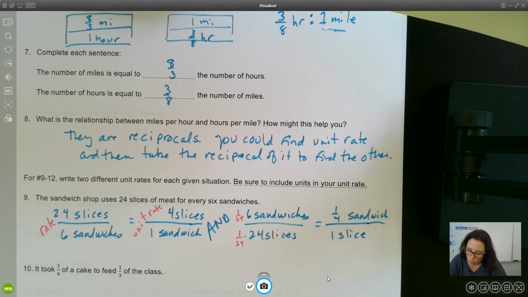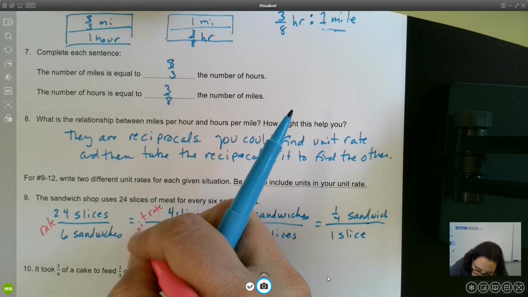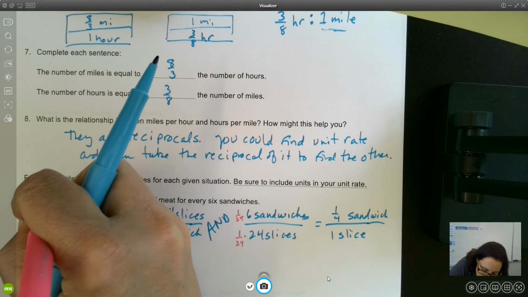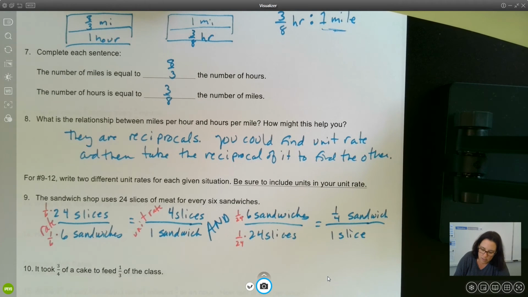Okay, so this one, let me write that here too. This one I multiplied by 1/6, and I multiplied that by 1/6. I hope that you're seeing that reciprocal relationship. 4 slices for 1 sandwich, 1/4 of a sandwich per 1 slice. If you don't see the relationship, then just do them both.